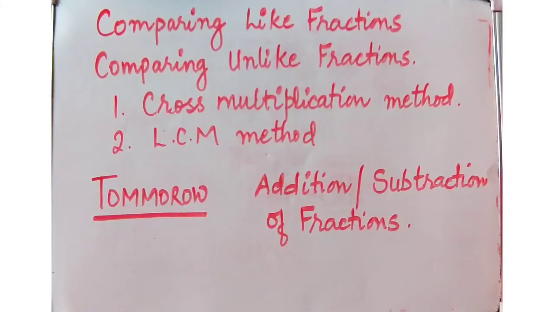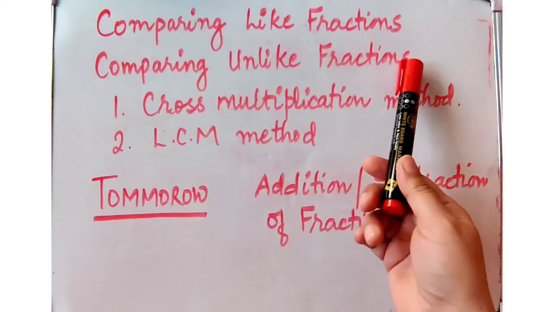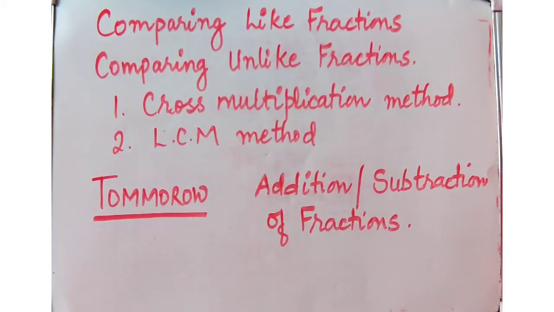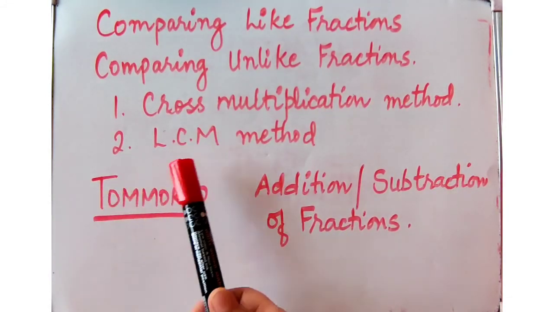So go through the video slowly so that you understand each and every step in comparing different types of fractions. Today we learned about comparing like fractions and how to compare unlike fractions with the same numerator and with different numerators also. We have learned about two methods, that is the cross multiplication method and the LCM method.